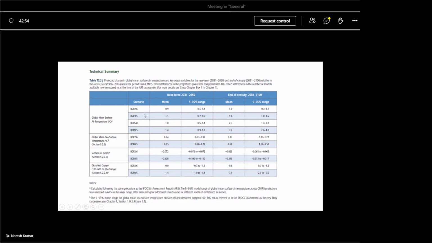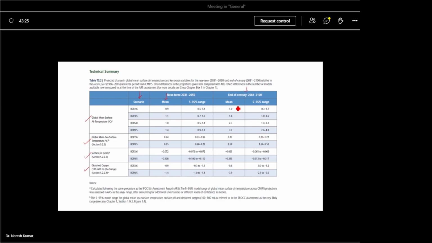Okay, so these are different approaches. These RCPs are different approaches for the model. And what we have here is the global mean surface air temperature, global mean surface temperature, and surface pH, dissolved oxygen. So near term is 2031 to 2050. This is the mean value, that is the average, and this is the 5 to 95% range. So what is the range of 0.5 to 1.4?